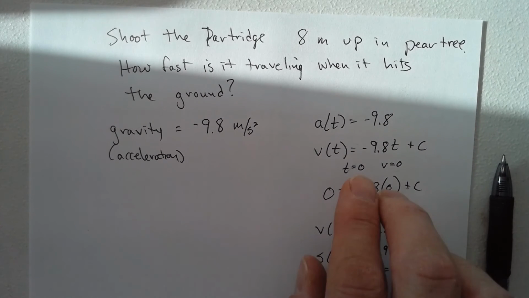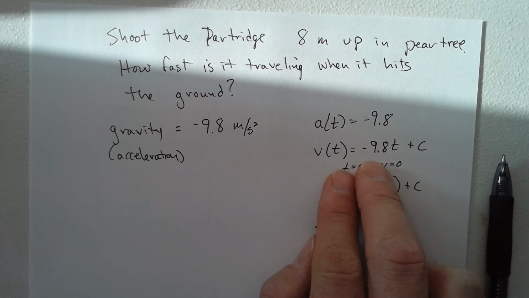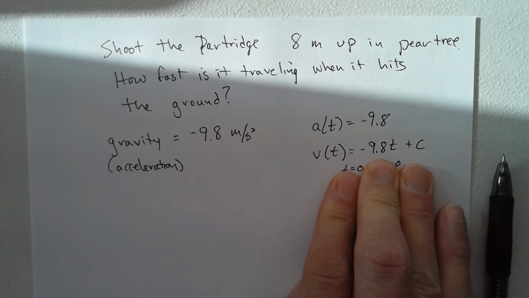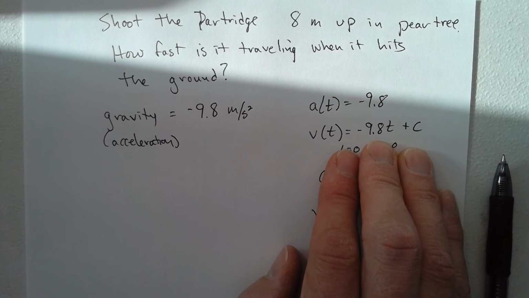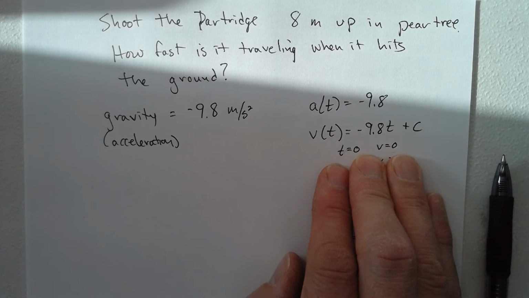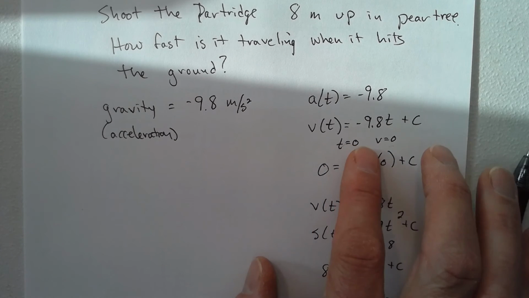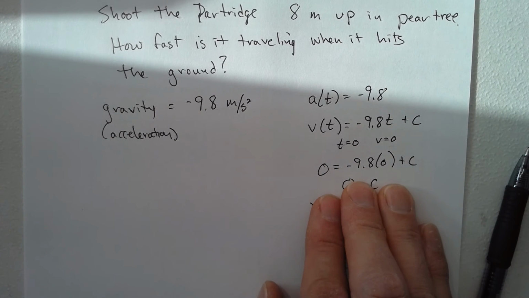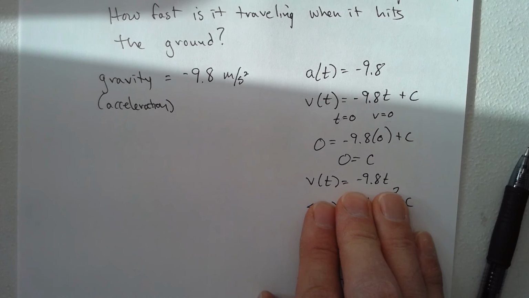So acceleration is negative 9.8. Can find the antiderivative, find the velocity right here, plus c. I need an initial value to find c. Well, I know that when time is 0, the velocity is 0, because the partridge is just sitting there. It's not flying up or down. So its initial vertical velocity is 0. Plug 0 in for t, 0 in for v. Solve for c, so c is 0. So that's my velocity equation.